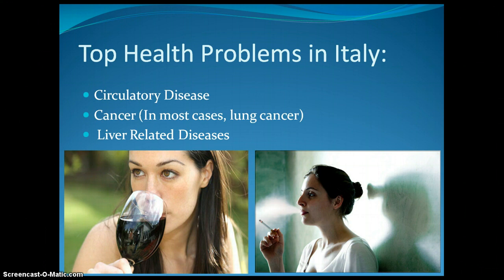And then the third top health problem in Italy is liver disease. And this is mainly due to how much alcohol the population there in Italy actually drinks. According to my research, I found out that about 90% of adults in Italy have at least one alcoholic drink per day.